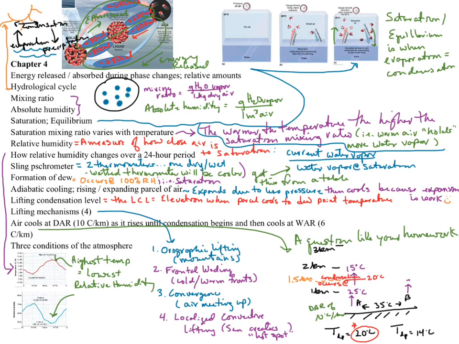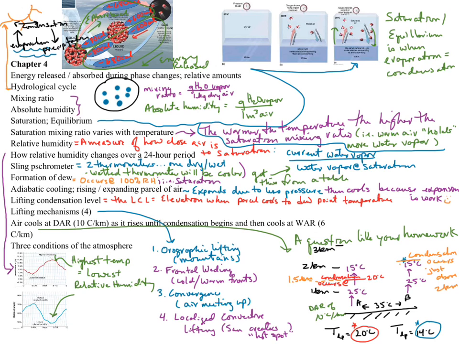So if we look at the other parcel of air that has a lower dew point temperature, notice that we could lift it all the way up to that 2nd kilometer, and it would be at 15. And so here I put the lifting condensation level is just a little bit higher than 2 kilometers.